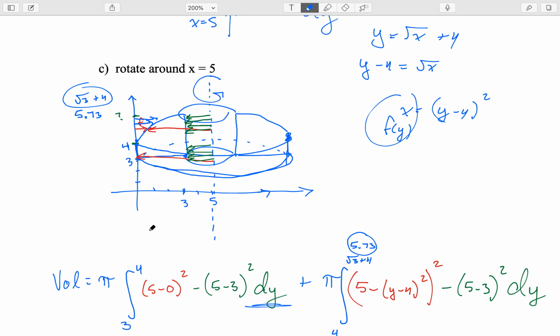There's one more section called volumes by cross section that we're not going to do at all. So pretty much this is the end of chapter 6. Later on in the week, I'm going to give you guys a practice thing just to look at. Maybe we'll do a quiz, but we're certainly not going to be doing a full test on this one.